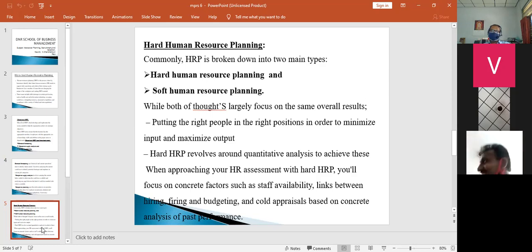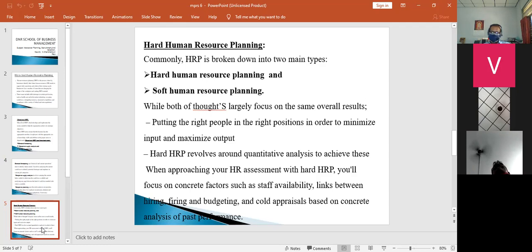Hard HRP revolves around quantitative analysis. To achieve this when approaching your HR assessment with hard HRP, you need to focus on factors such as staff availability, links between hiring, firing, and budgeting, and appraisals based on concrete analysis of past performance. So this will be considered.